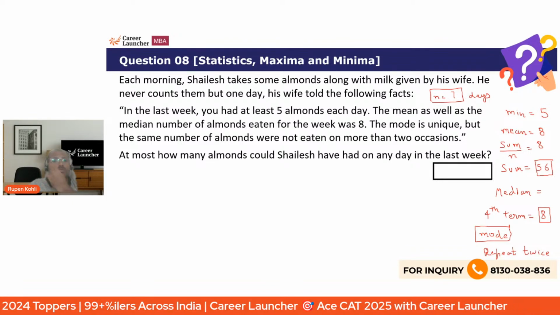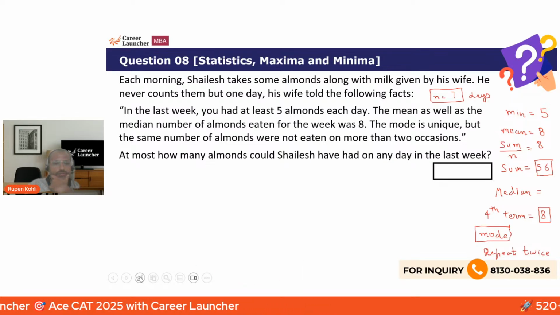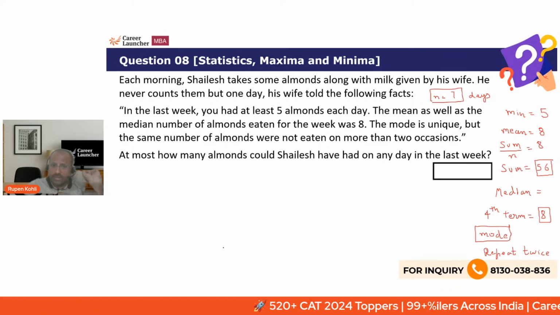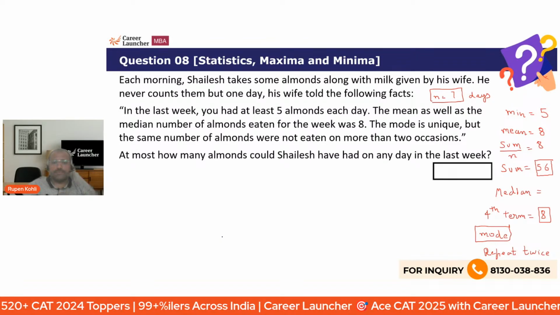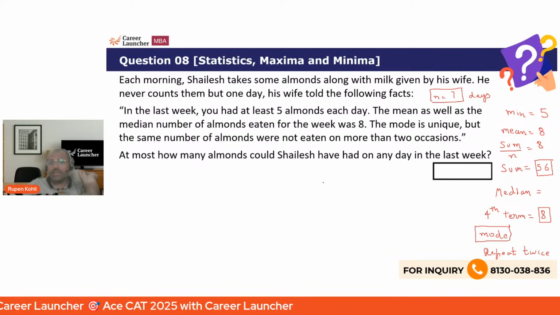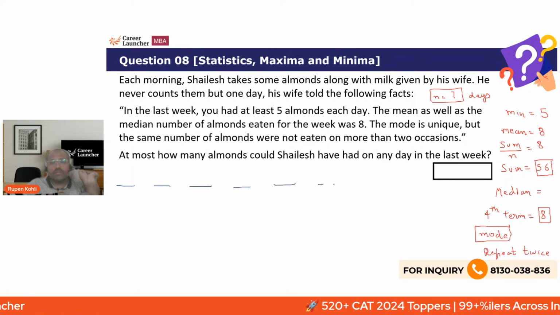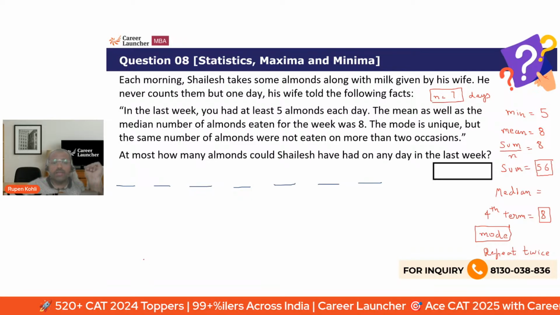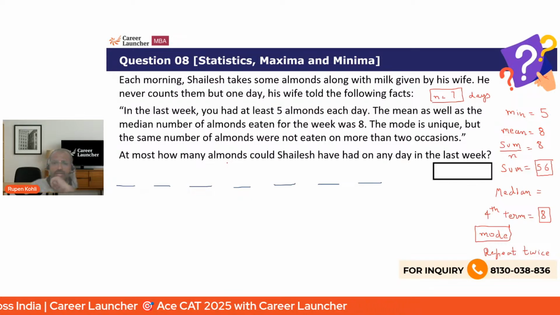At most, how many almonds could Shailesh have had on any day in the last week? Now, so what do we do? This is a classic question, and such questions have been asked quite frequently in recent years, where you have to do number fitting. Some statistical constraints and conditions are given, which I have already highlighted and outlined over here. We have seven values: 1, 2, 3, 4, 5, 6, 7. We have to decide what numbers should be put over there so that one number is maximized. We are trying to find at most how many he could have on one particular day.